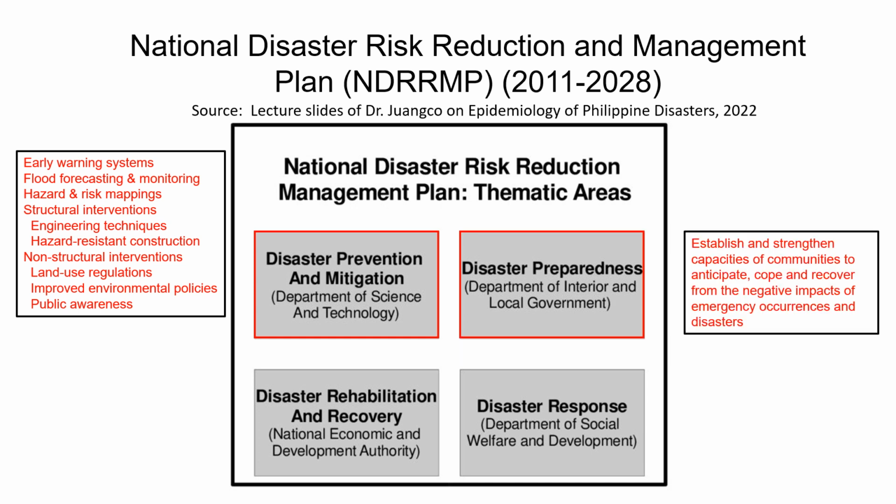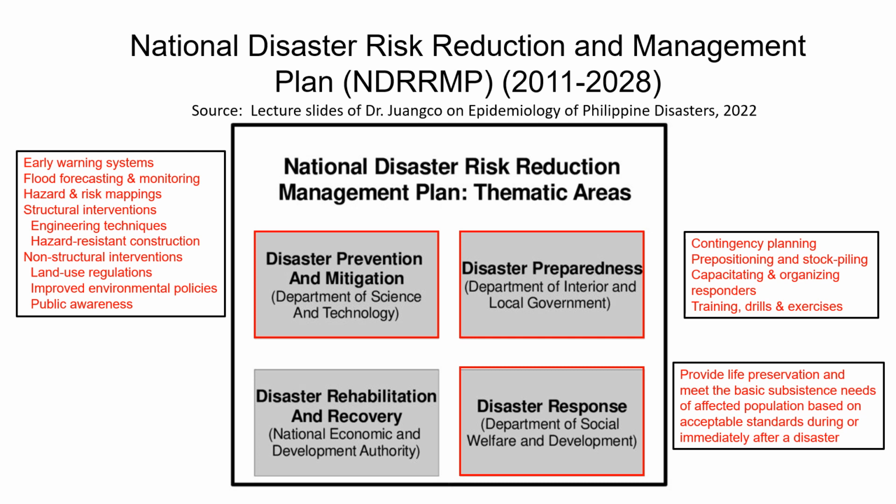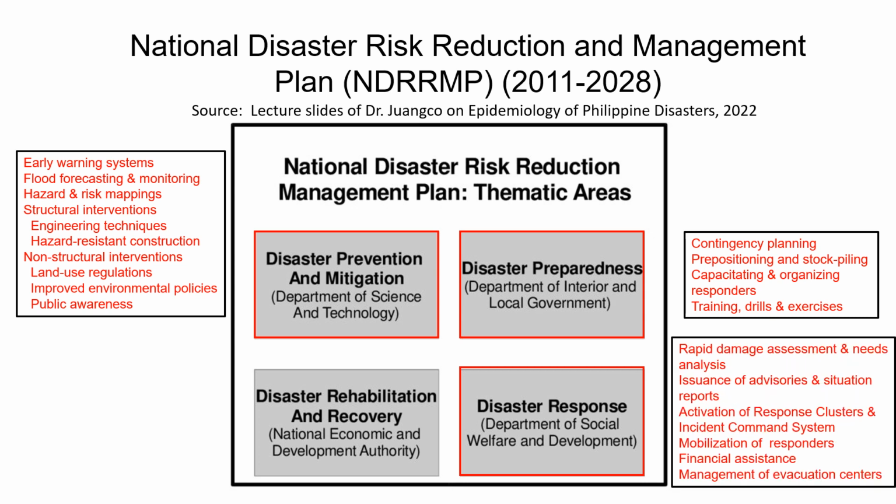Preparedness is the concern of the Department of Interior and Local Government. It involves activities prior to disaster, such as contingency planning, stockpiling, organizing responders, and emergency training, drills, and exercises. The area of response is the job of the Department of Social Welfare and Development. It is concerned with activities during a disaster, such as rapid needs assessment, issuance of advisories and situation reports, activation of response clusters and incident command systems.